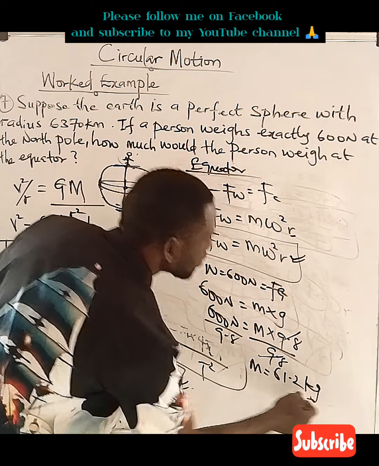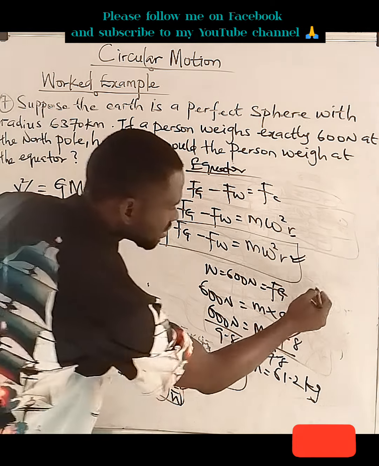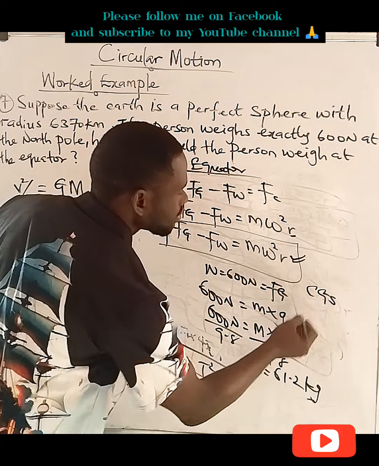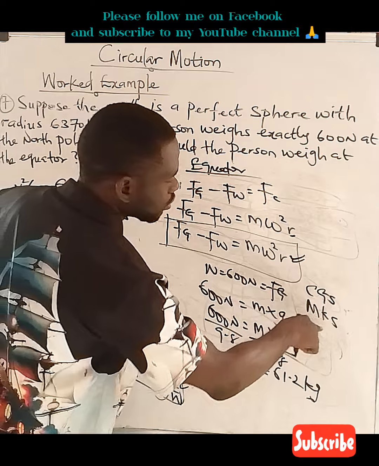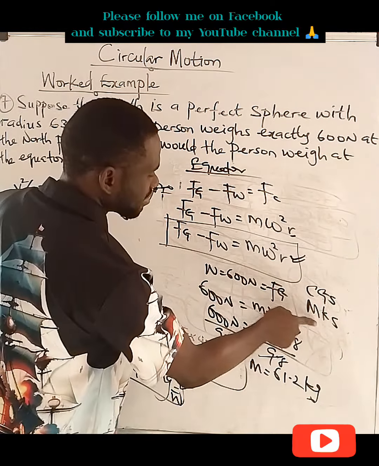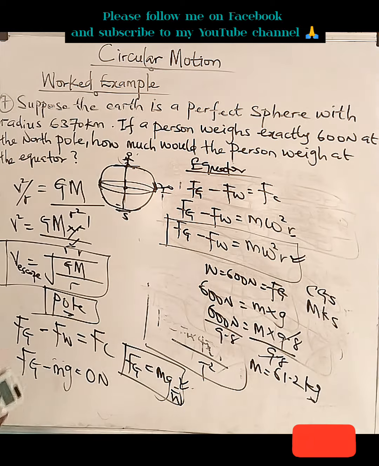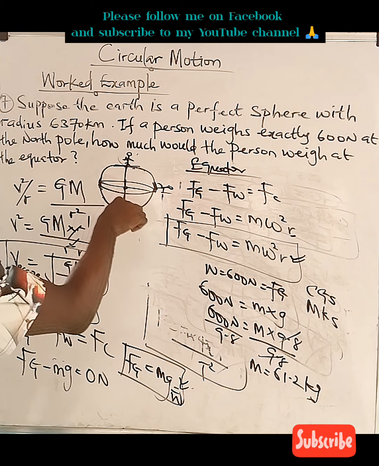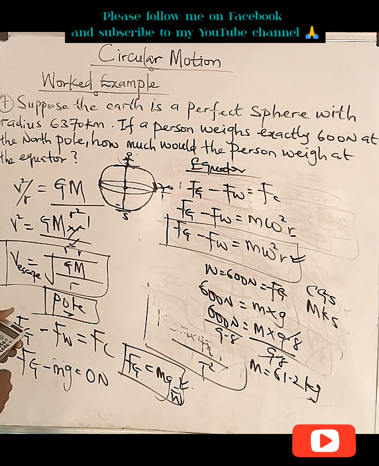That's in kilograms. Don't forget, we have different systems. We have the CGS system, which is centimeter, gram, and second. We have the MKS system, which is the meter, kilogram, and seconds. Everything we're working on right now is based on the MKS system, so the mass is in kilograms, 61.2 kg. That's the mass of the person standing at the North Pole.